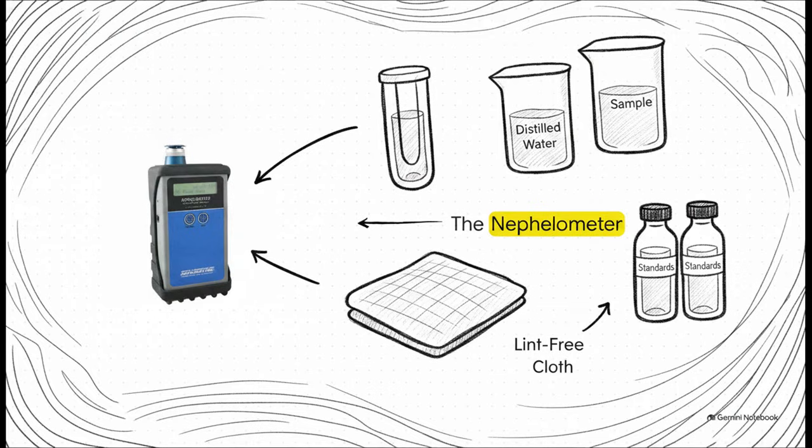To actually measure this NTU, your best friend on the lab bench is going to be the Nephelometer. Now, alongside this main device, your setup needs a few other things. You'll need a sample cell, we usually just call that a cuvette. Your actual water sample, of course, some distilled water, standard reference solutions, and, oh, this is absolutely crucial, a strictly lint-free cloth. Seriously, do not overlook the cloth.